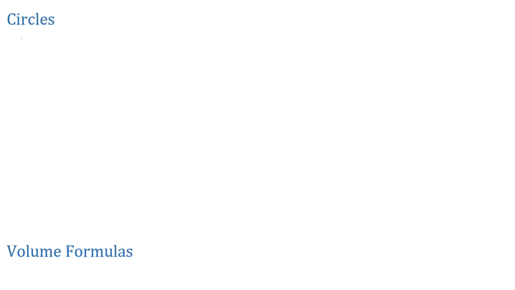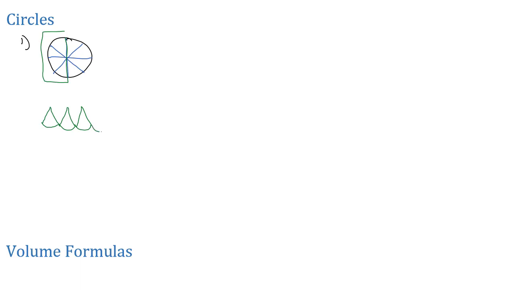The formula for an area of a circle is really interesting. If we were to take a circle and split it up into little pie slices, and I'm going to take these pie slices on the left and roll them out. So we've got 1 pie slice, 2 pie slices, 3 pie slices, and 4 pie slices.